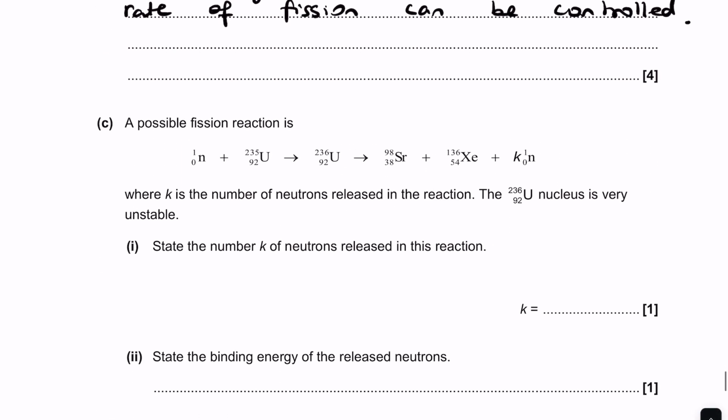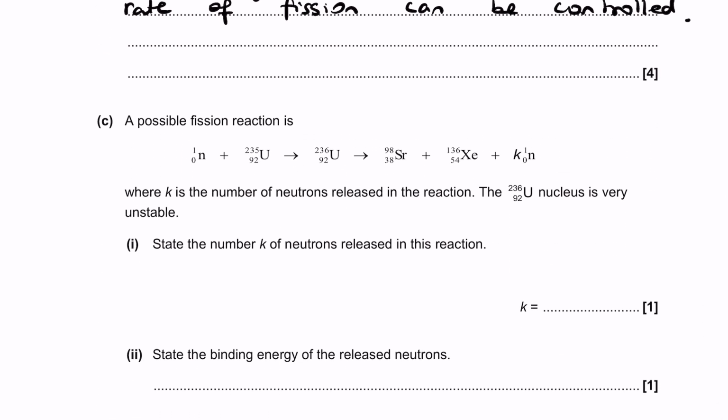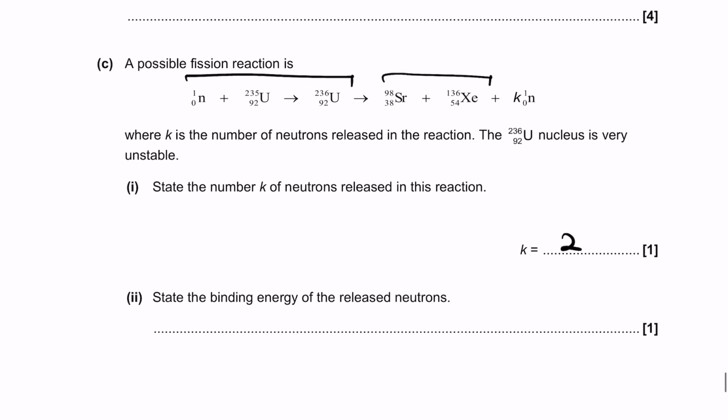For part C, it says a possible fission reaction is as follows, where K is the number of neutrons released in the reaction, and the uranium-236 nucleus is very unstable. State the number of K neutrons released in this reaction. So this is one of the simplest questions. You just have to figure out what is the total here versus the total here in terms of the mass. And there is a deficiency of 2, okay, so K is therefore 2. State the binding energy of the released neutrons, okay?